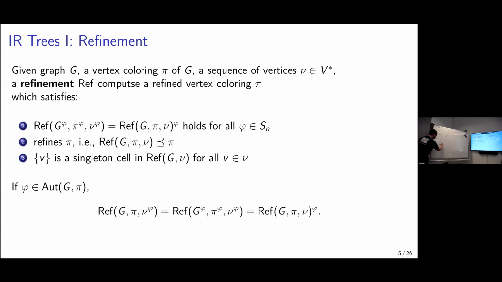Okay, then yes, it's this, and it's this, and then it follows. So I did not actually define what happens when you permute a coloring. But when you permute a coloring, you just chain them. You first flip around the vertices, and then you take the colors.